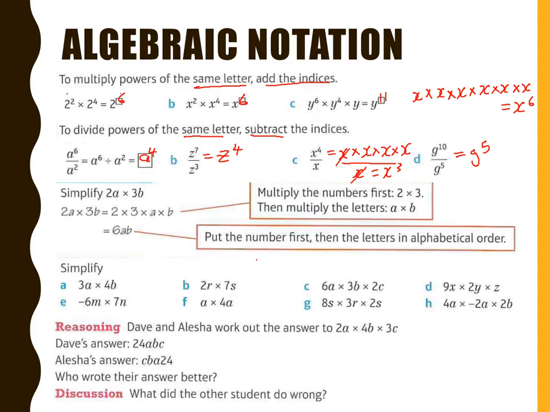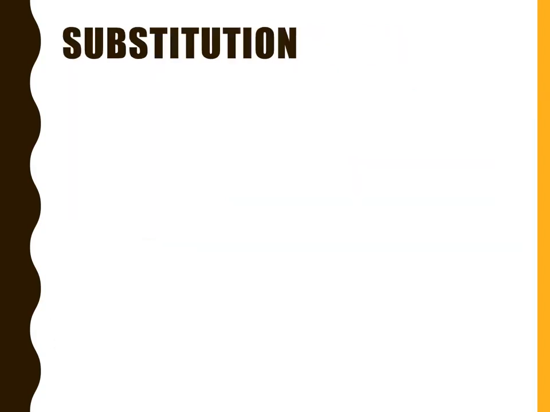So this is the type of reasoning questions that you get in GCSE. You can't just say, oh yeah, Dave's answer is better, but why? Why is Dave's answer better? So you say, because when you're doing algebraic notation, you put the number first, then the letters in alphabetical order. That gives value to your reasoning.